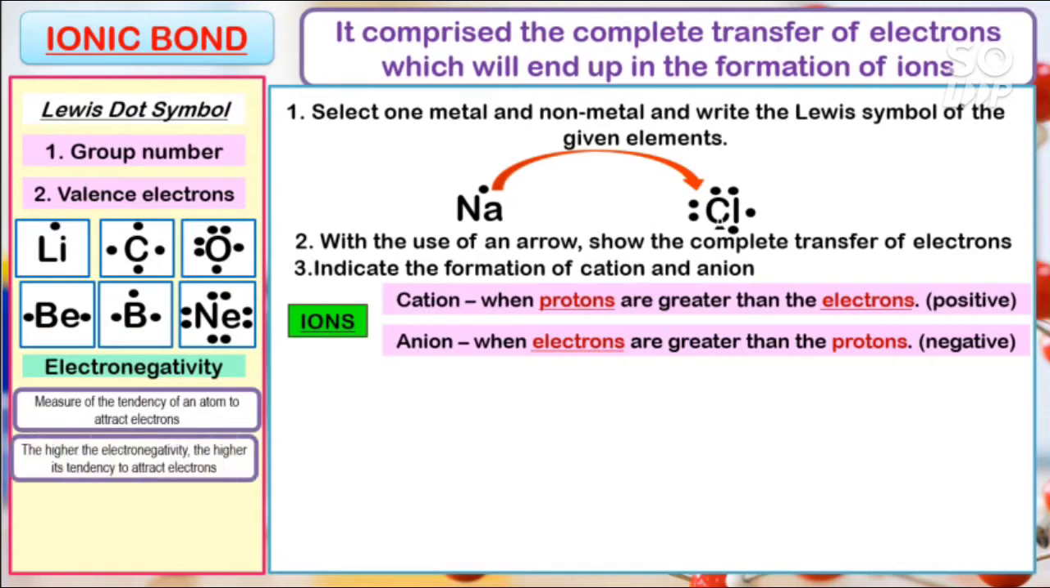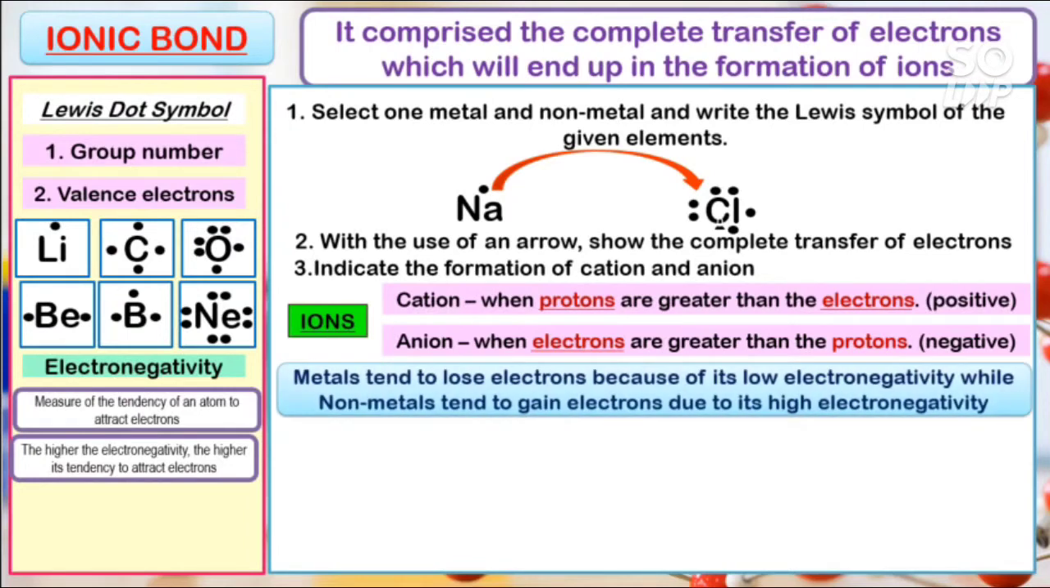How do we know that? The higher the electronegativity, the higher the tendency to attract electrons. So metals tend to lose electrons because of their low electronegativity, while nonmetals tend to gain electrons due to their high electronegativity. So electronegativity explains why chlorine will gain electrons and why sodium will lose electrons. Because sodium has a low electronegativity because it is a metal, and chlorine has a high electronegativity because it is a non-metal.